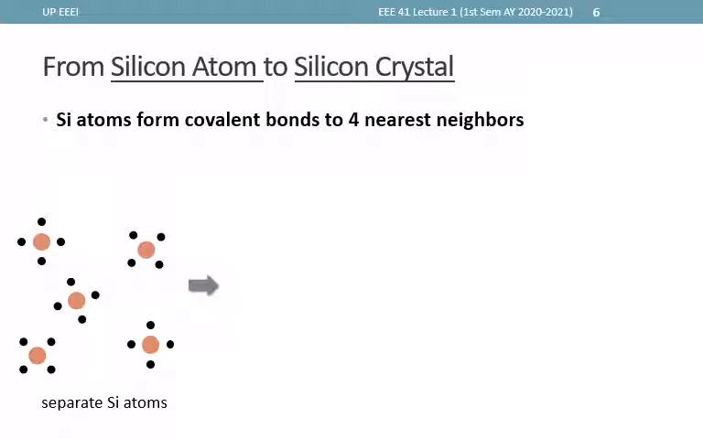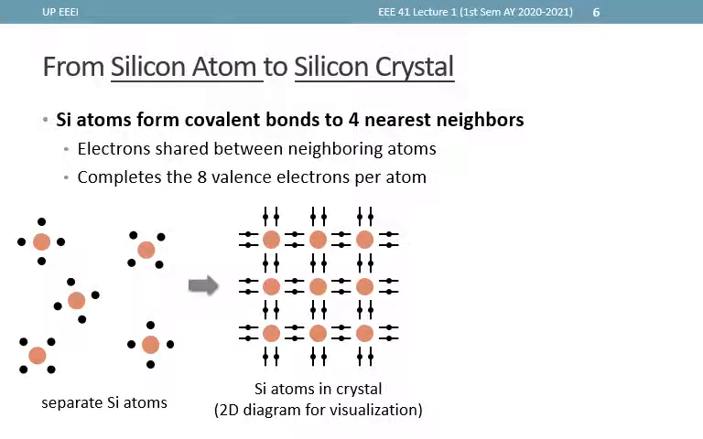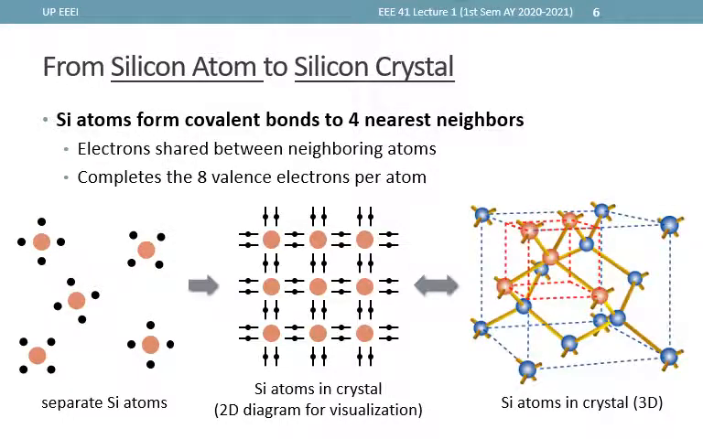What then happens when we go from separate silicon atoms to a silicon crystal? Silicon atoms form covalent bonds to four nearest neighbors, where each covalent bond represents a shared electron. So in this figure in the middle, a dashed line represents one covalent bond. With the sharing of electrons, the 8 valence electrons per atom is completed. We use what we call a bonding diagram to easily illustrate the bonding between atoms in a 2D manner. However, the actual structure of the silicon crystal in 3D is the one shown on the right.